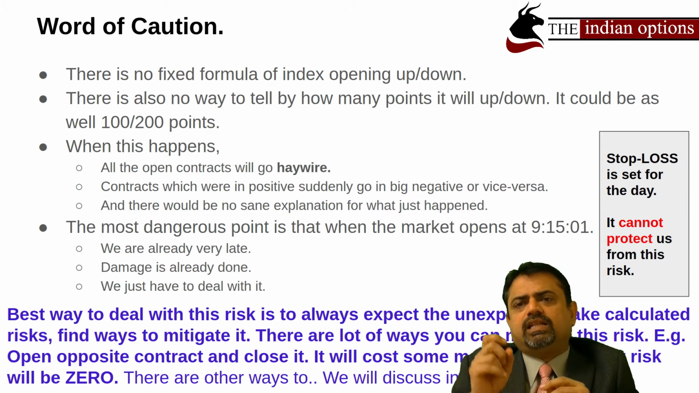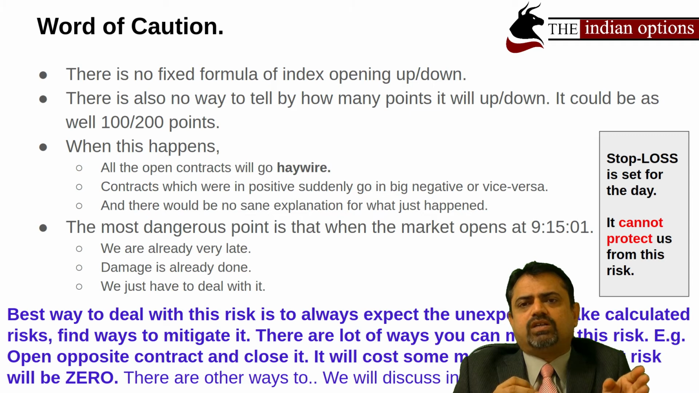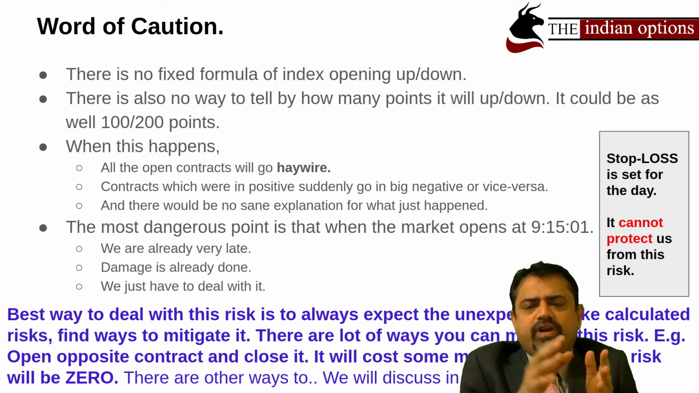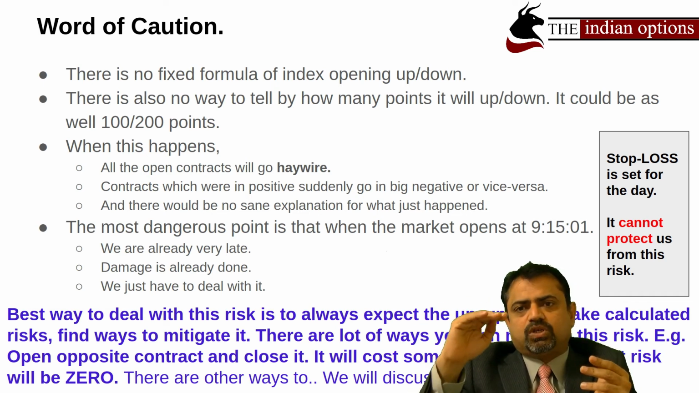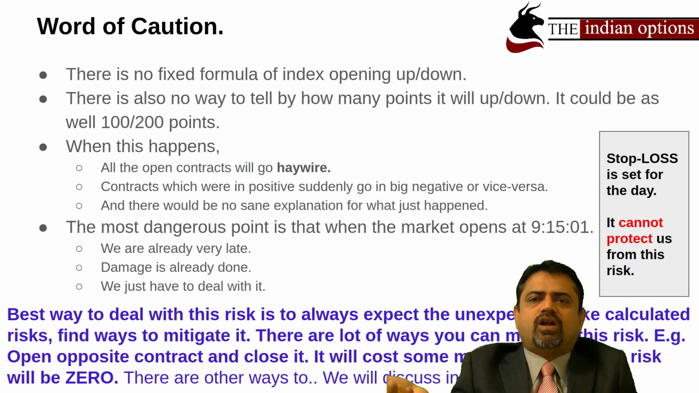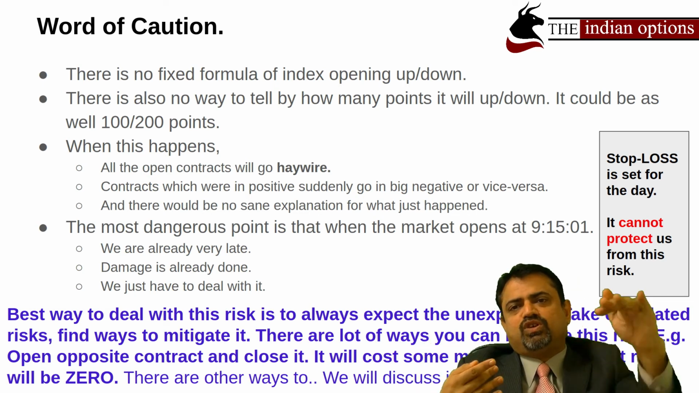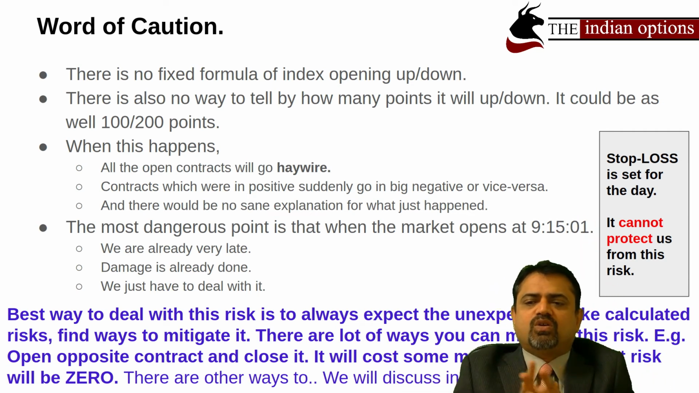And the main problem is that in options you cannot set the stop loss beforehand. You cannot set a stop loss for tomorrow today. Every day in the morning when the market opens, at that time you get a chance to set up a stop loss. But by this point of time you are already late, because you have already made a loss or a profit. So again, the stop loss is not going to protect us from this particular risk.